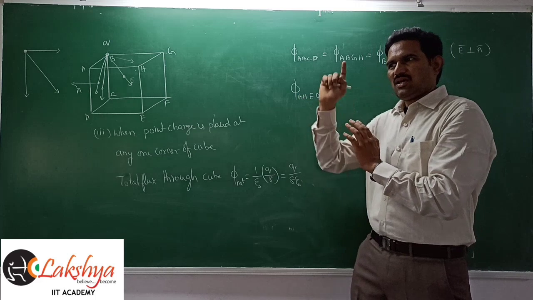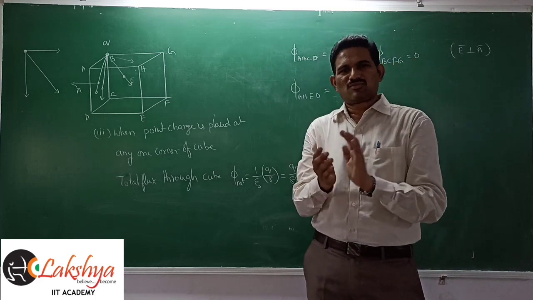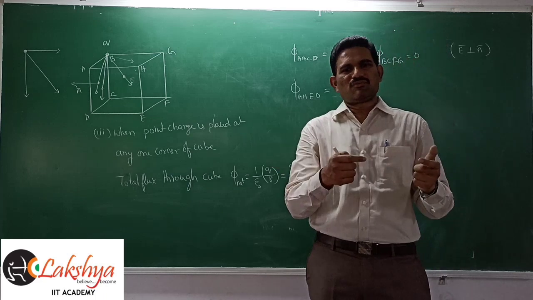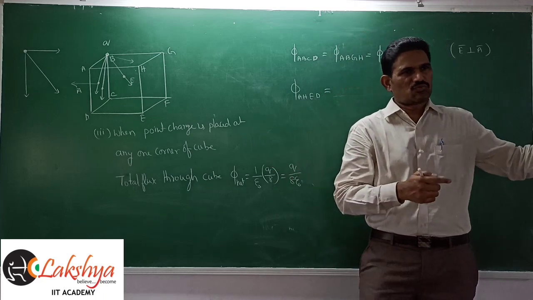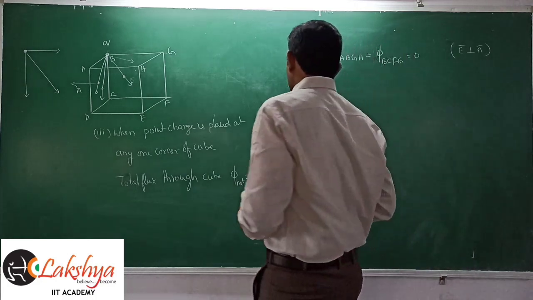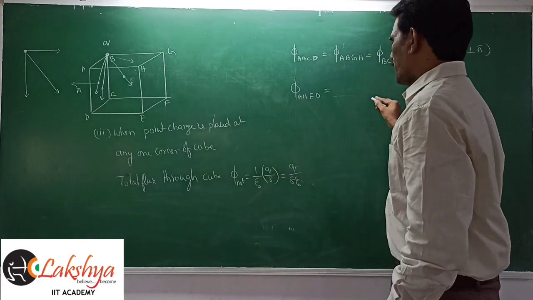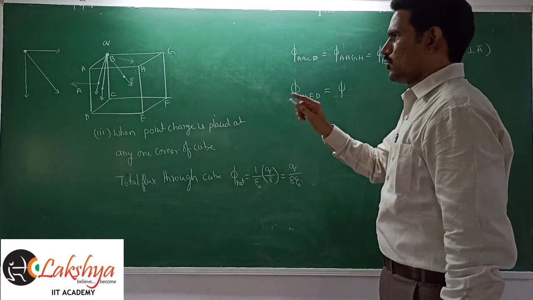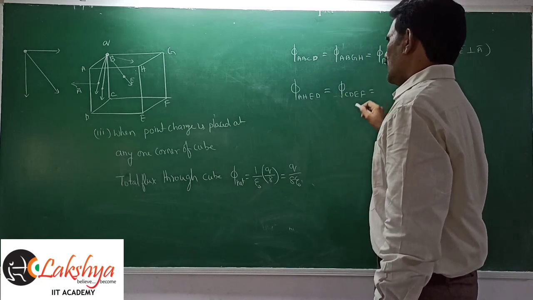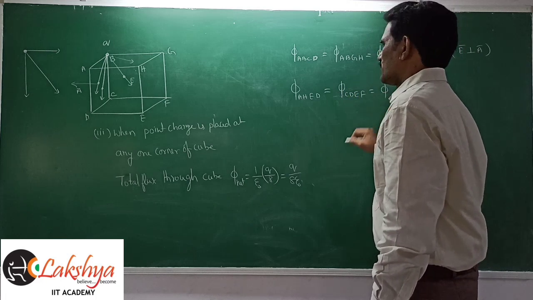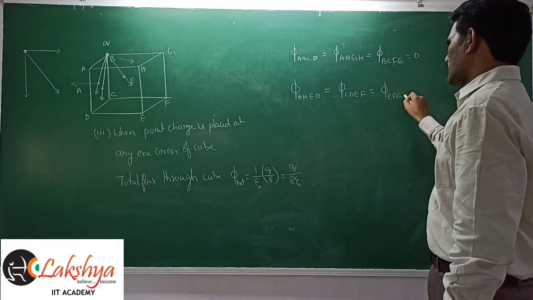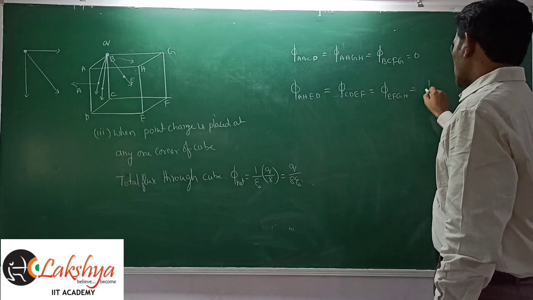Those three walls, the flux passing through them will be 0. And the remaining flux, whatever the flux coming out of this cube, will be shared between this wall and that wall and the floor. That is nothing but what we are writing here. Another face is the bottom floor, CDEF, and the next one is EFGH. The flux passing through this will be equal to 1 by 3 times the total flux.